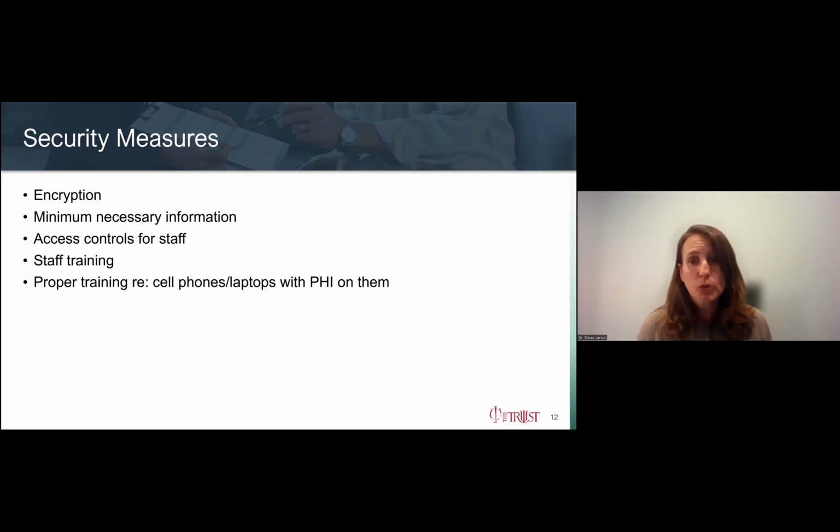Again, the access controls for staff. Do all staff need access to certain records? Staff should have unique logins and passwords for the system. Just setting those protections up as you need.